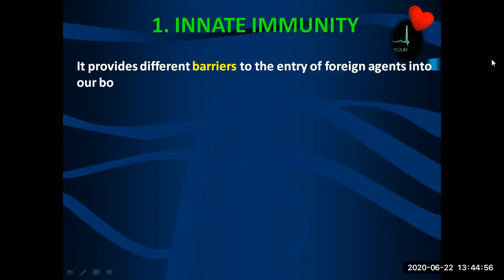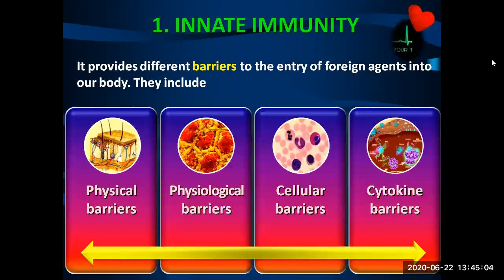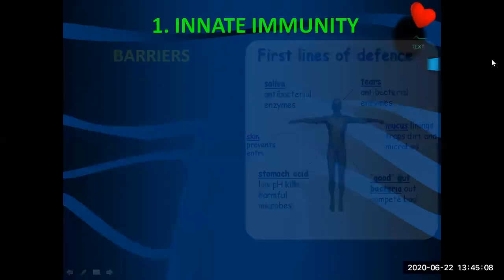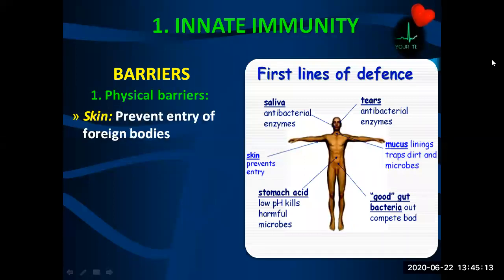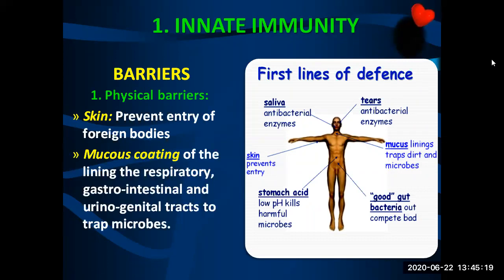Innate immunity provides different barriers to the entry of foreign agents into our body. They include physical barriers, physiological barriers, cellular barriers, and cytokine barriers. The physical barrier, like the skin, is called the first line of defense. The skin prevents the entry of foreign bodies. The mucus coating of the lining of the respiratory, gastrointestinal and urinogenital tracts traps the microbes.